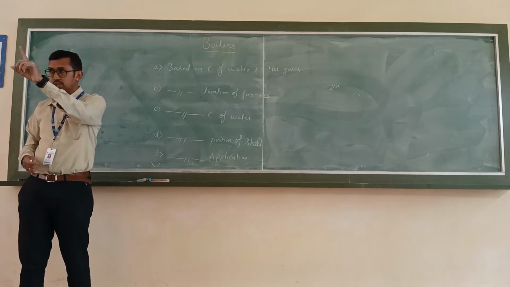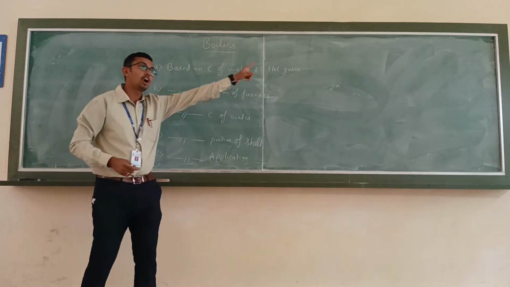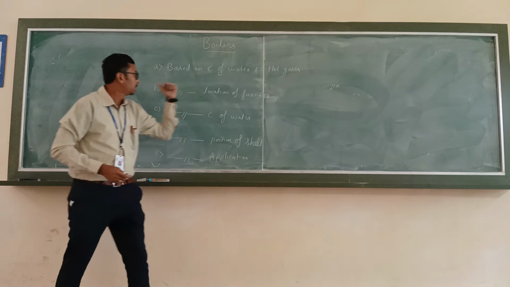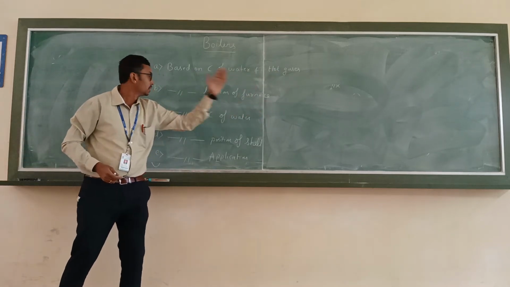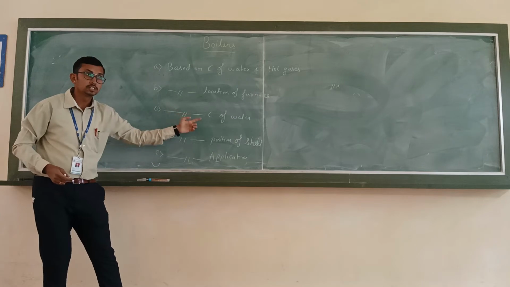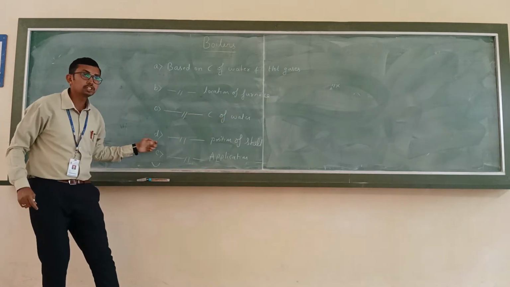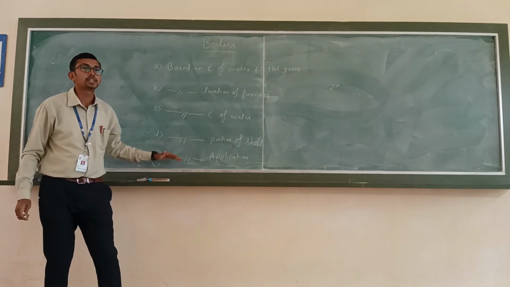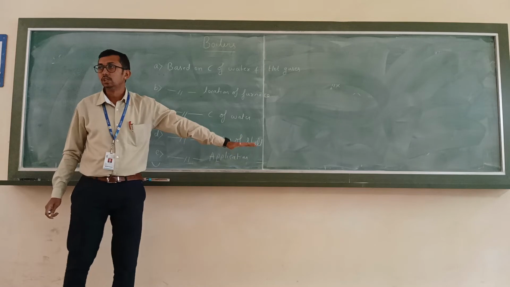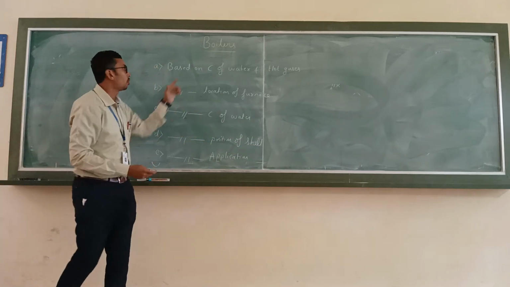What is the first classification? Based on circulation of water and hot gases. Second, based on location of furnace. Third, based on circulation of water. Next, based on position of shell. Last one is based on application. So these are the various classifications. Now let us come one by one.